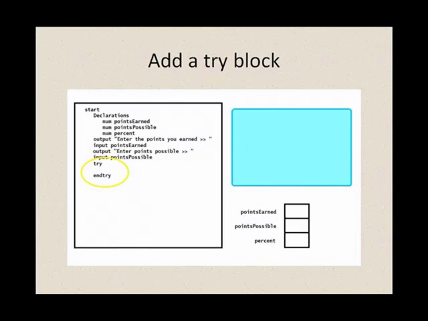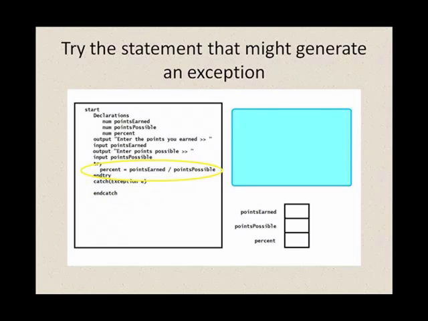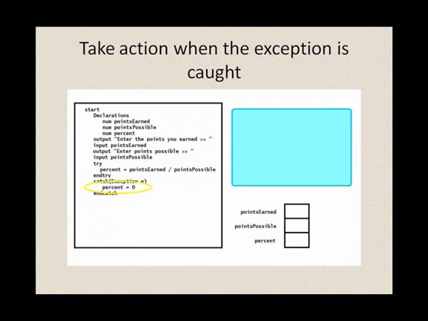In that case, you can add a try block to your program. A try block is a block of code in which you put statements that might generate an exception. You then can add a catch block. A catch block contains statements that you want to have execute if an exception is generated. In this example, in the try block, you'd put the arithmetic that might cause division by 0. And in the catch block, perhaps you'd say set the percent to 0 if that happens.